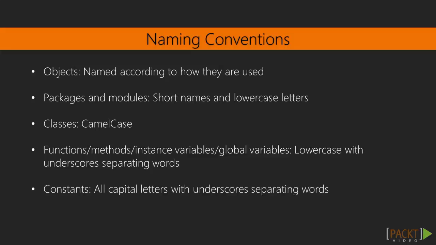Functions, methods, instance variables, and global variables should all be lowercase, with underscores separating words. If they are meant to be internal rather than part of the public interface, their names should begin with a single underscore. The first parameter of an instance method should always be named self. Constants should be written in all capital letters with underscores separating the words. And that's it for PEP 8 and the formatting rules that most Python programmers expect other people's code to follow.